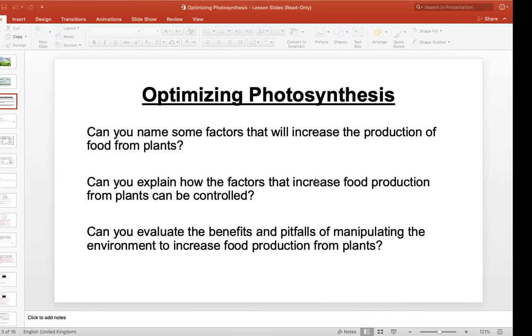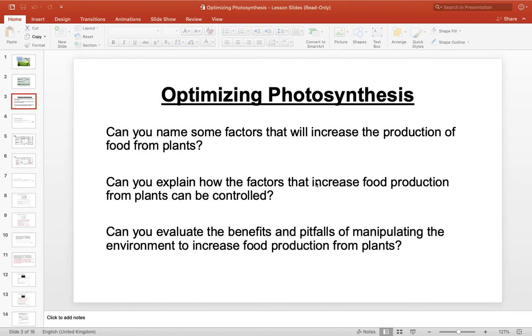So, you should now be able to name some factors that will increase the production of food from plants. You should be able to explain how the factors that increase food production from plants can be controlled, and you should be able to tell me some benefits and pitfalls of different methods. If you're not sure of any of those, do some research, use the internet, use any textbooks to add to your notes. If you have any questions, comment below in Google Classrooms or send me an email directly and I will get back to you as soon as I possibly can.